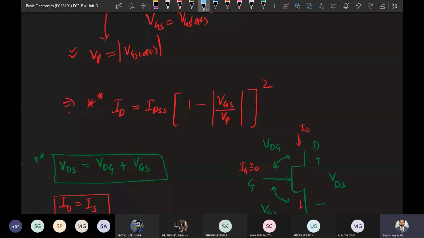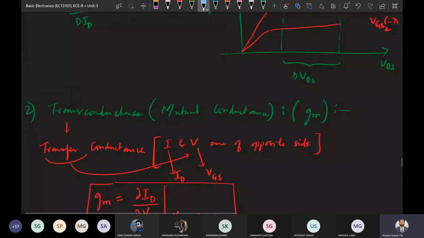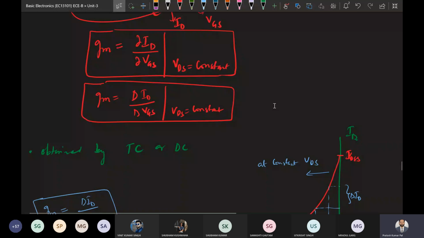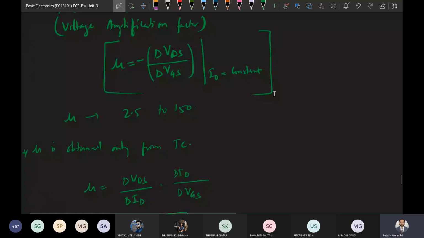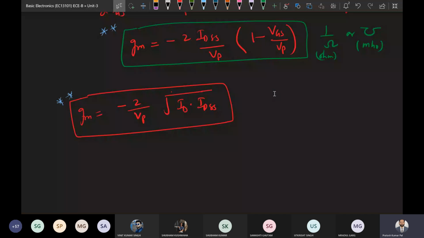Along with that, there are three different parameters we have gone through. That is drain resistance, which is nothing but the input resistance. Another one is transconductance, that is GM, and the next is the amplification factor. So this is all about JFET. The next topic we will see in our next class, that is MOSFET. From the next class onwards, we will start with the basics of MOSFETs.